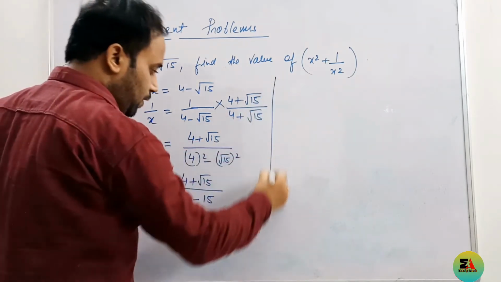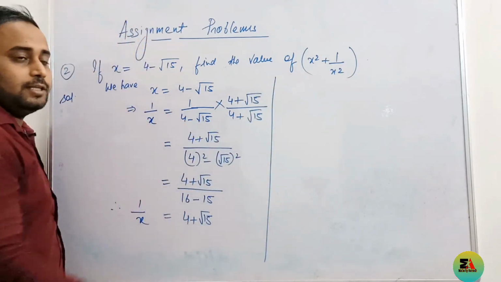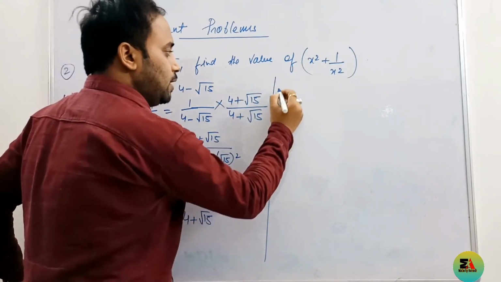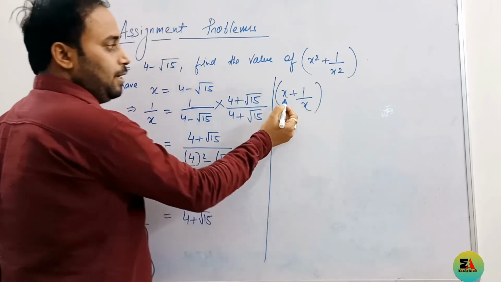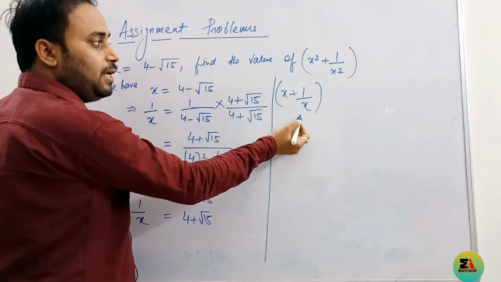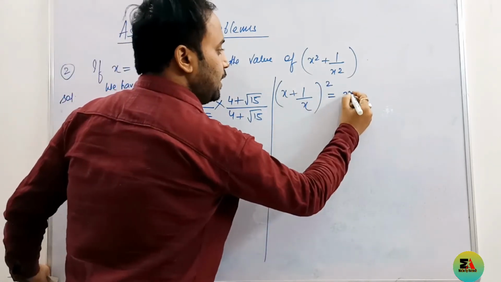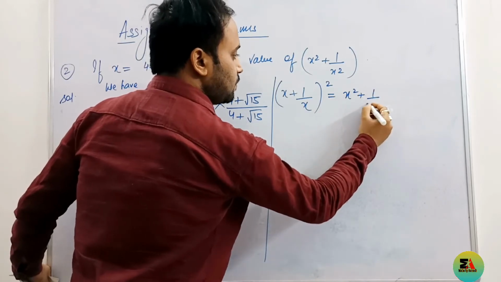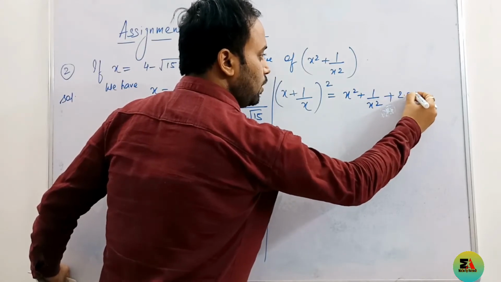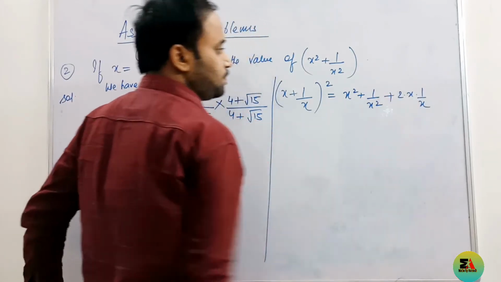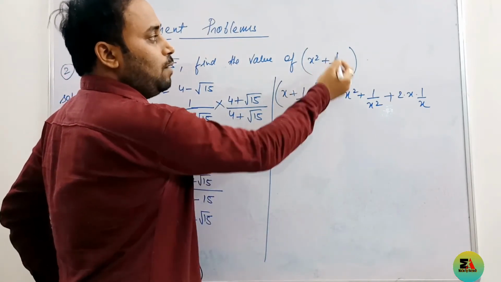Now see, next we have to calculate the value of x square plus 1 by x square. If you see, this looks like a square plus b square. We know the formula of (a plus b) whole square. a works as x, b works as 1 by x. So (a plus b) whole square is a square plus b square plus 2ab. Why do we use this one? Because we have to calculate the value of x square plus 1 by x square.